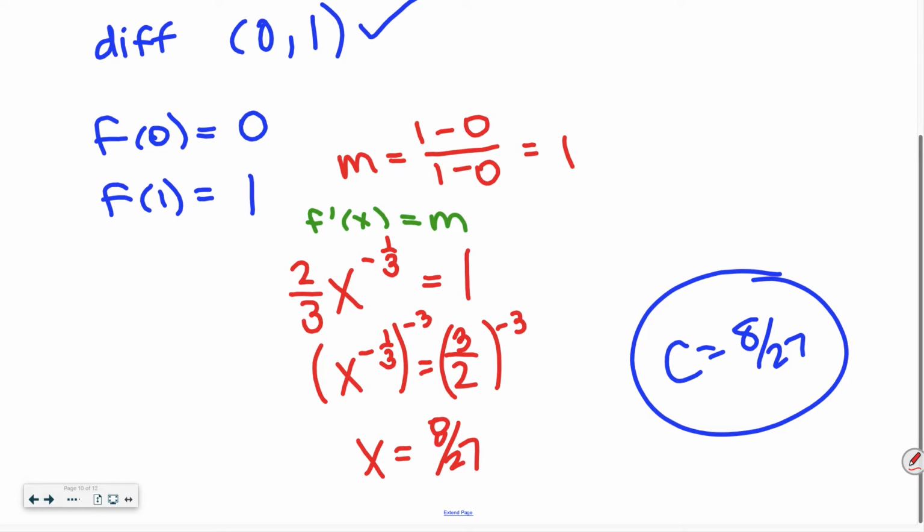You all have your calculators, but please keep your numbers nice for me, like 8/27. Don't give me a decimal. If it's a nice number, keep it as a nice number. Okay. Questions on what we did here?